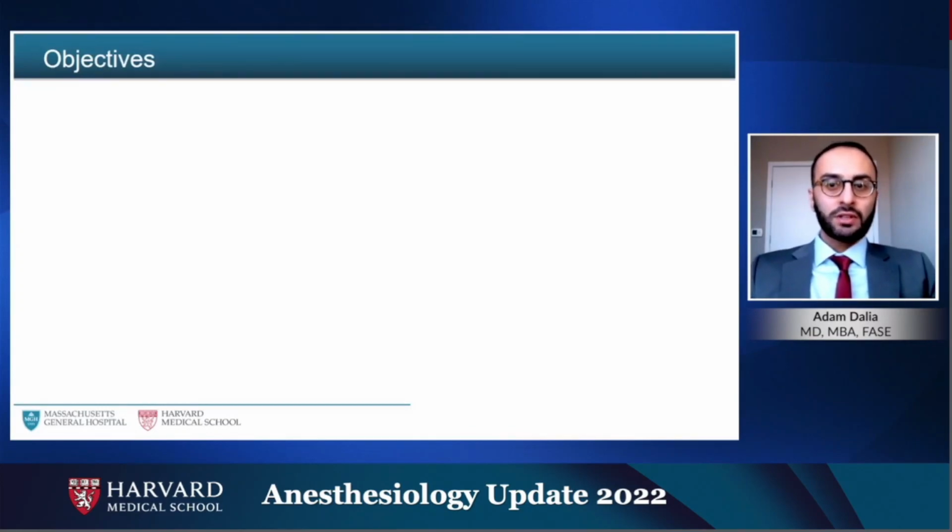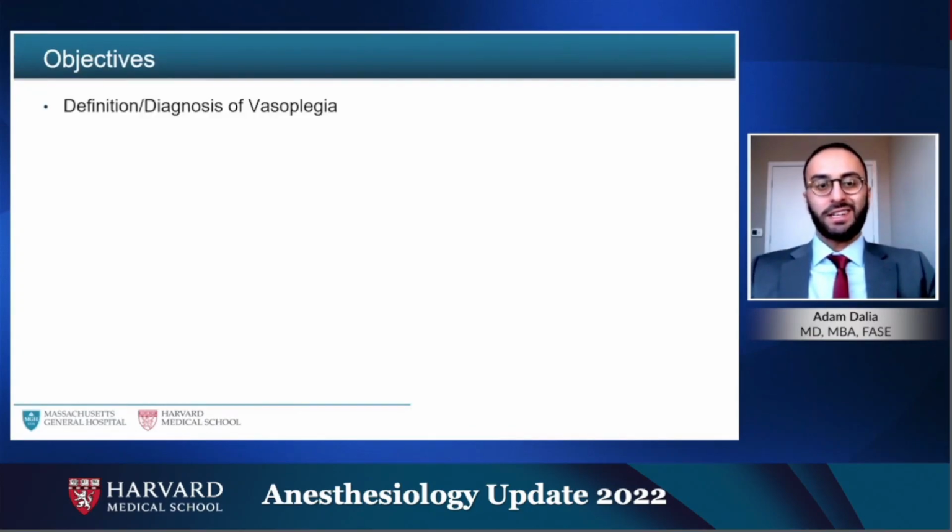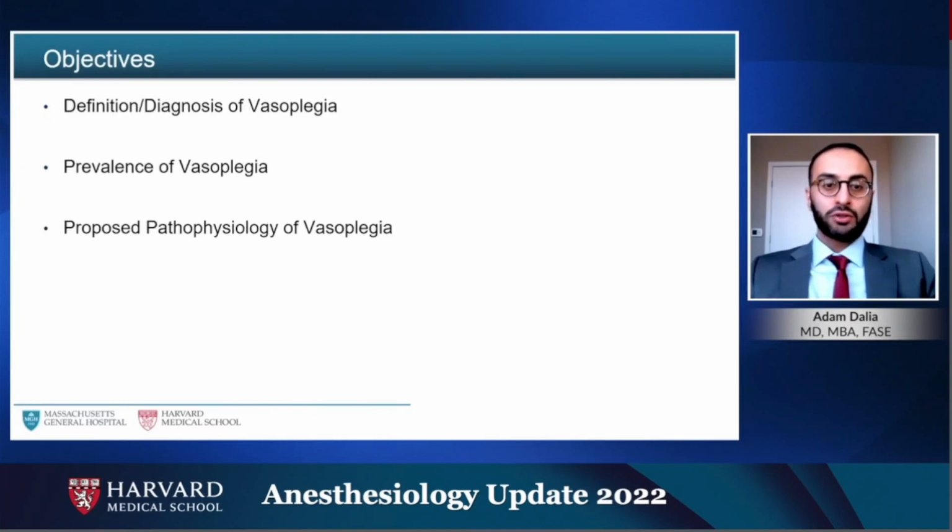For objectives, we're going to discuss the definition and diagnosis of vasoplegia, the prevalence of vasoplegia, proposed pathophysiology of vasoplegia, as well as rescue treatment options. And this will all be within the lens of intraoperative care, but also a little bit of perioperative care. So the immediate post-op, either in PACU or ICU, as well as preoperative, picking patients up from the ICU, managing this vasoplegia while transporting to the operating room and dealing with patients in vasoplegia.